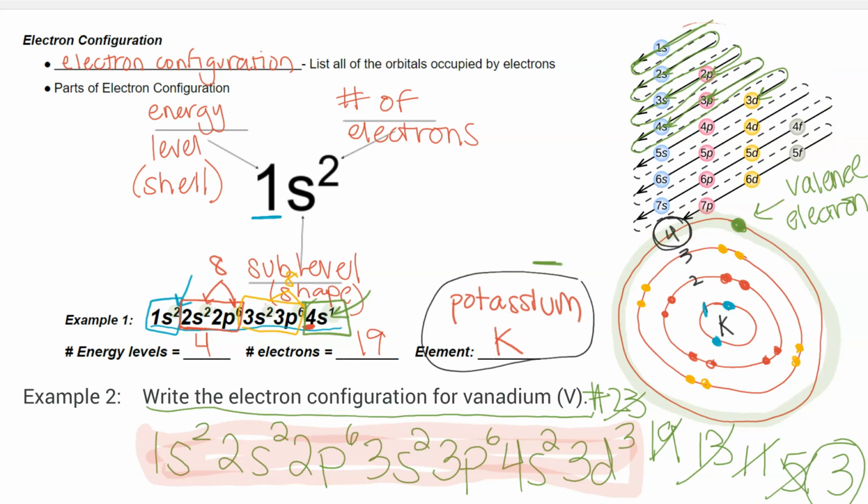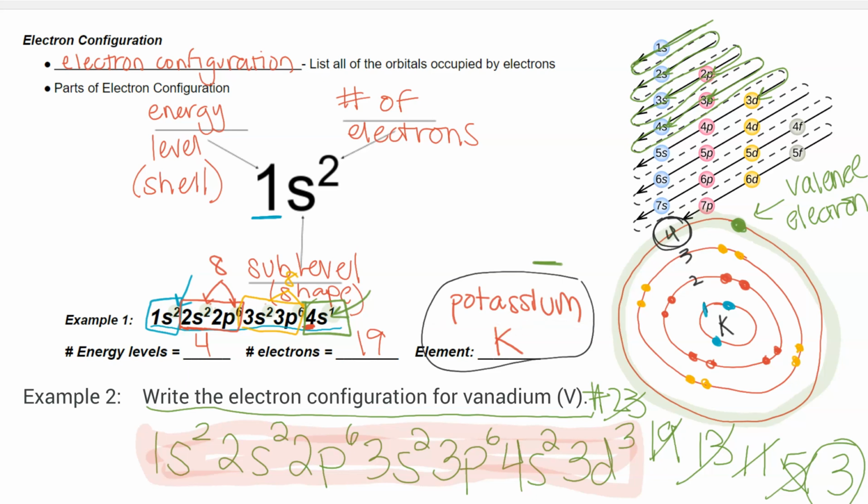And we said that first the 1s orbital fills, and then we go to the 2s orbital, and then the next one that fills is 2p, and then 3s, and then we go over to 3p and 4s, and then we go to 3d, and then 4p, and then 5s, and we have this sort of pattern, okay? So we wrote potassium's electron configuration down here.